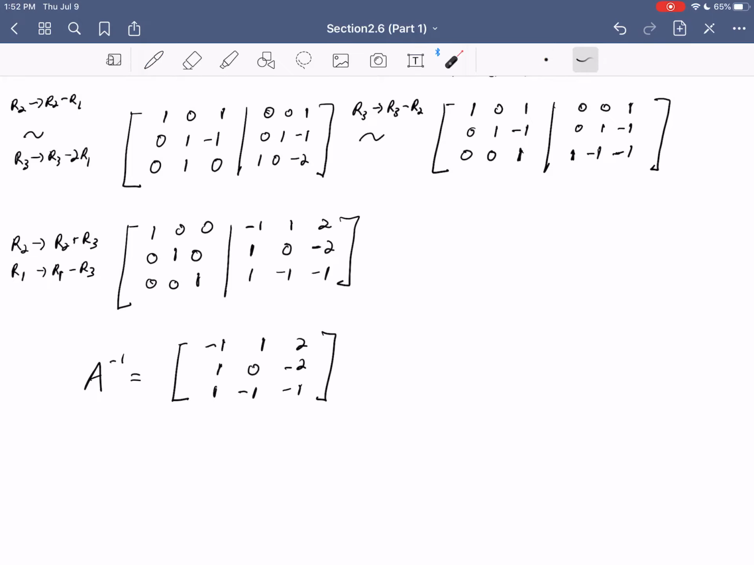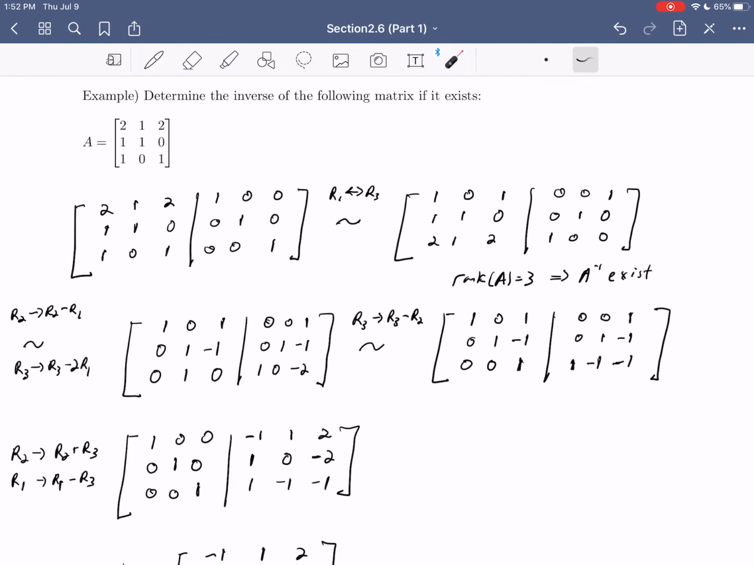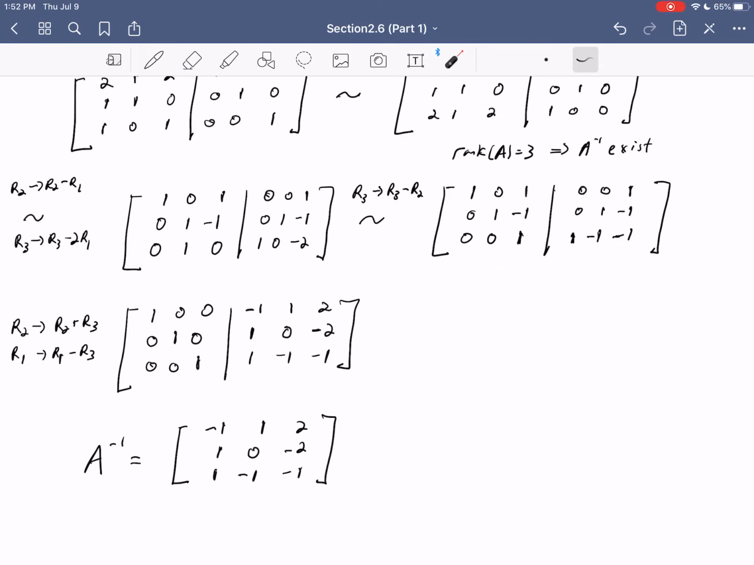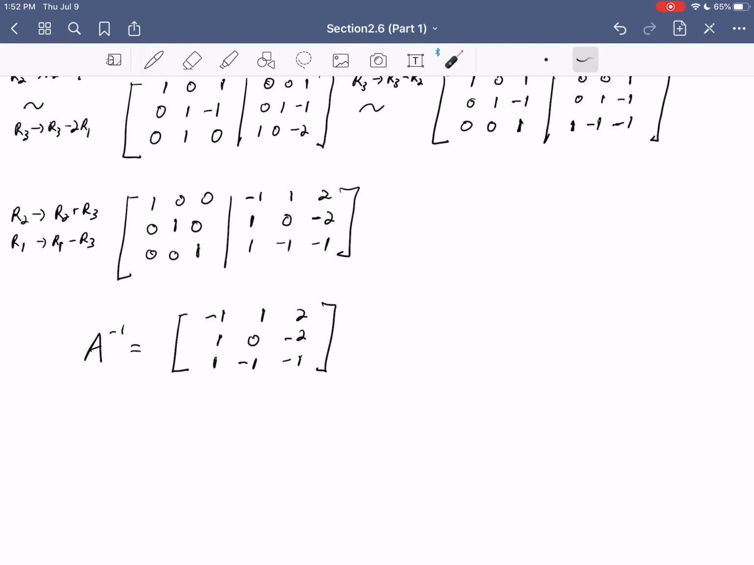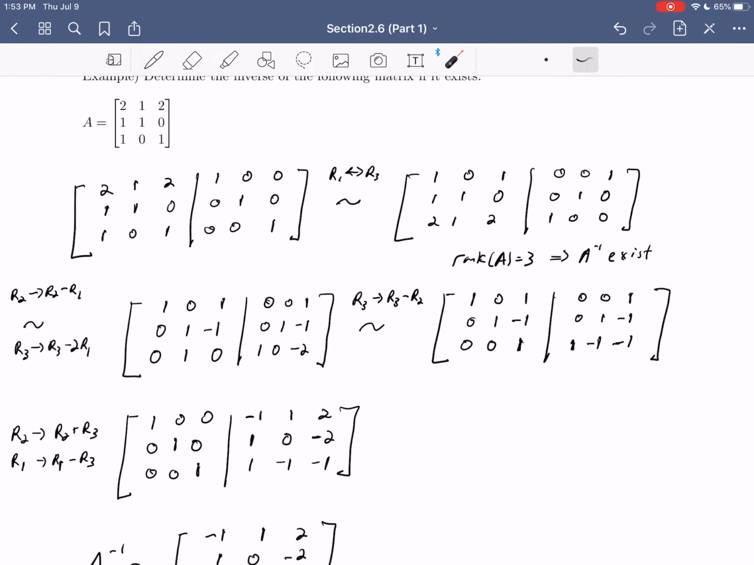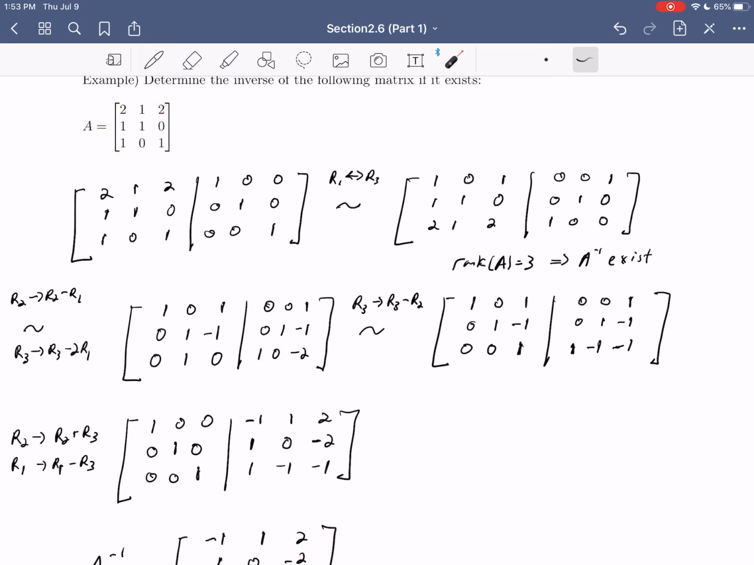Could we check this? Yeah, if we wanted to, we could take matrix A, multiply it with A inverse, confirm that we get the identity, and then take A inverse, multiply it with A, and confirm that we get the identity. You don't need to, because this process does work, but if you ever want to check your answer, that's how you would verify it. Go ahead and multiply this with this, make sure you get the identity, then take this one first, multiply it with this, make sure you get the identity. I would recommend, just for some practice, trying that out on your own.